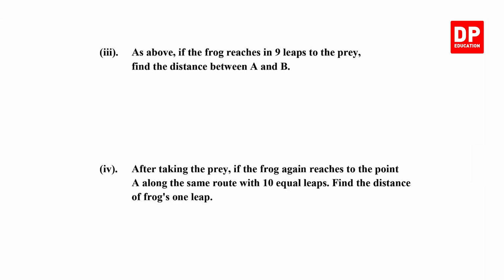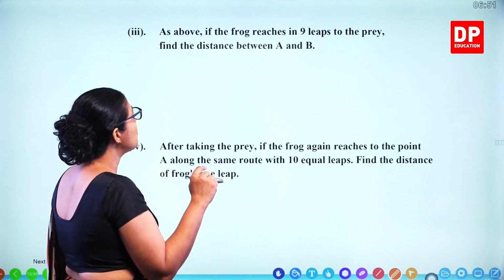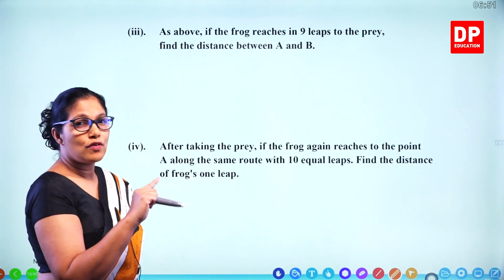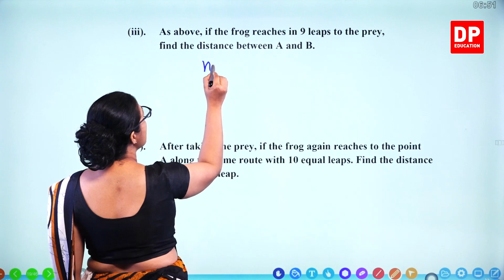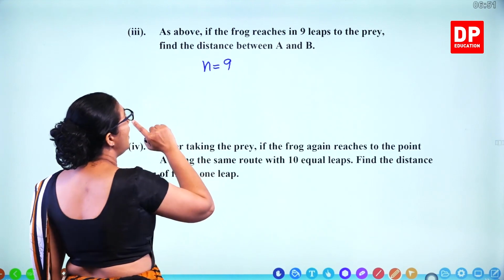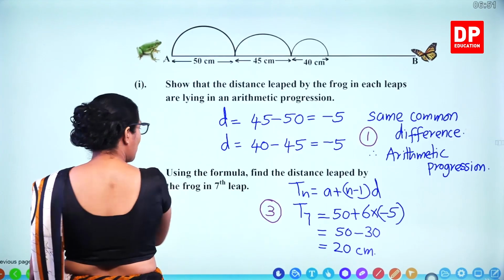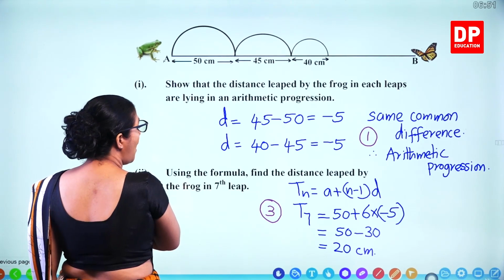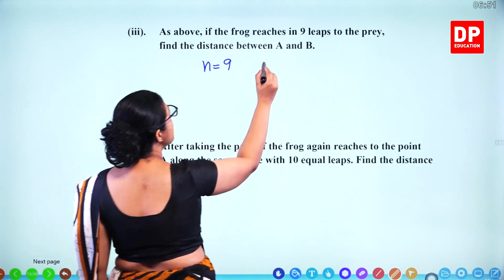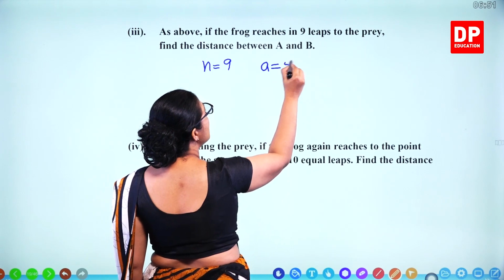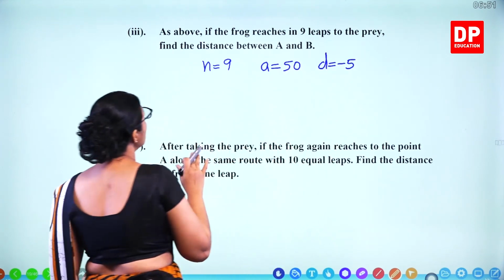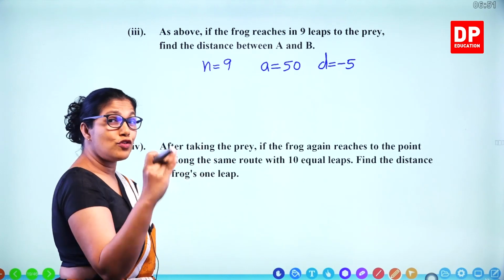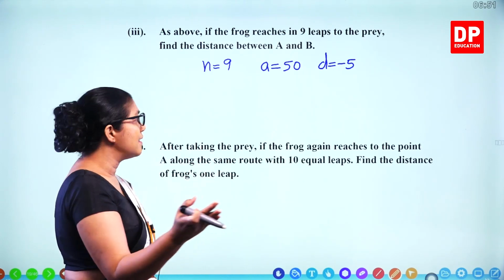As above, if the frog reaches the prey in 9 leaps, find the distance between A and B. So 9 leaps, that means n is 9. And we know the first term is 50 and the common difference is minus 5. So it says the total distance. A to B means the total distance traveled.